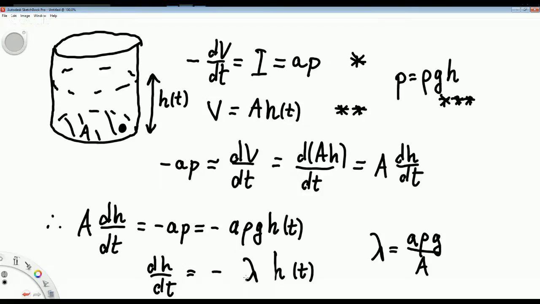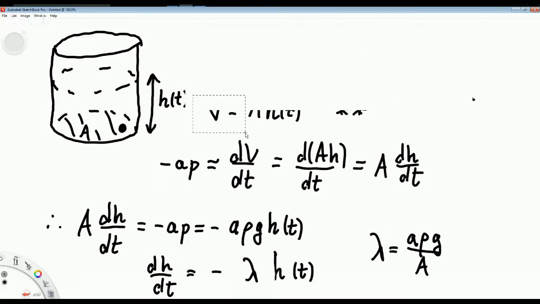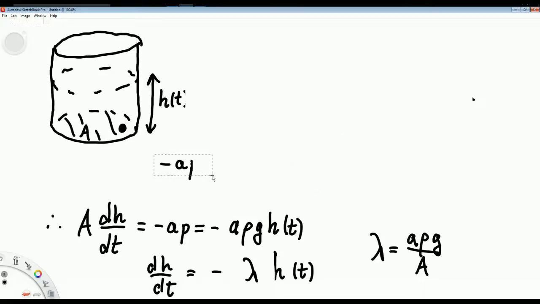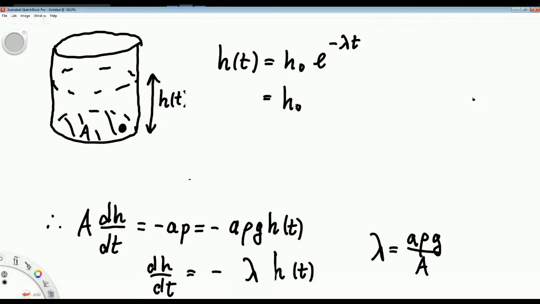And let's get some space again. The solution, if you remember, to an equation like this is that h of t will be given by the initial height h naught times e to the minus lambda t, which means h naught times e to the minus A rho g over A times t.